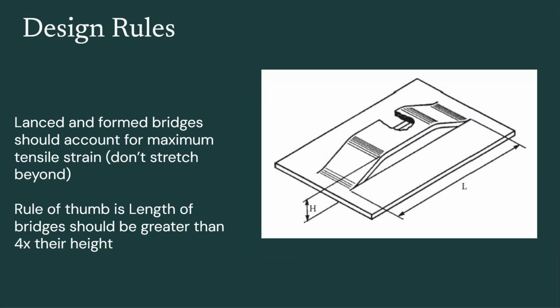When you're lancing and forming bridges, you need to account for maximum tensile strain. You don't want to stretch the sheet metal beyond its failure point. This depends largely on the material, the angles, the lengths, but a good rule of thumb is that the length of the bridges should be greater than 4 times the height of the bridges.